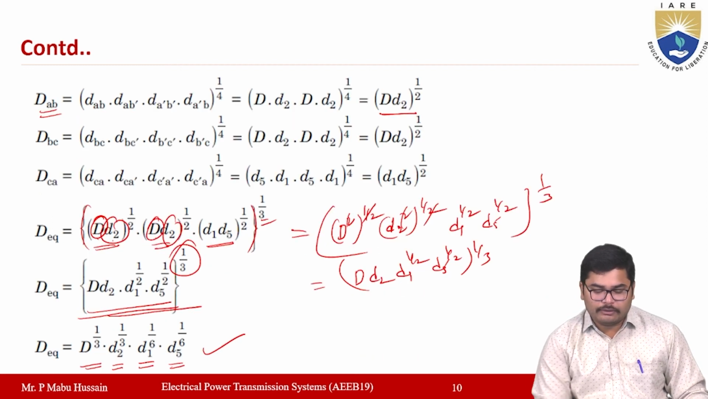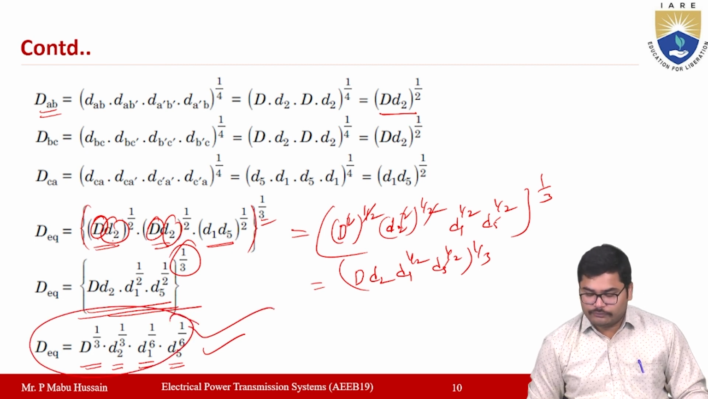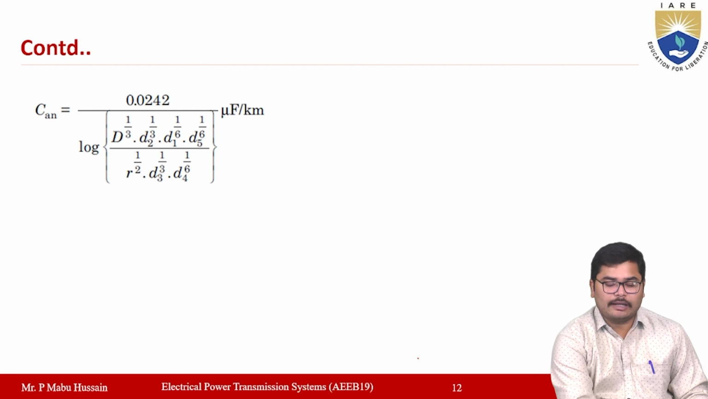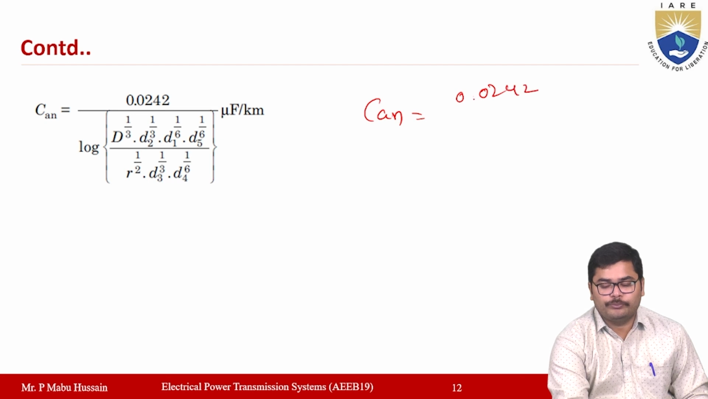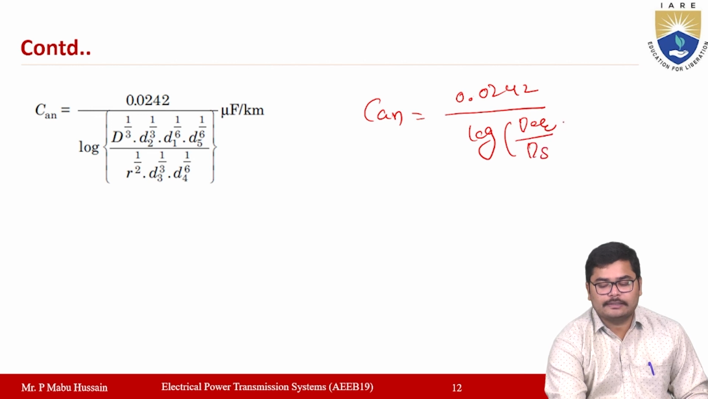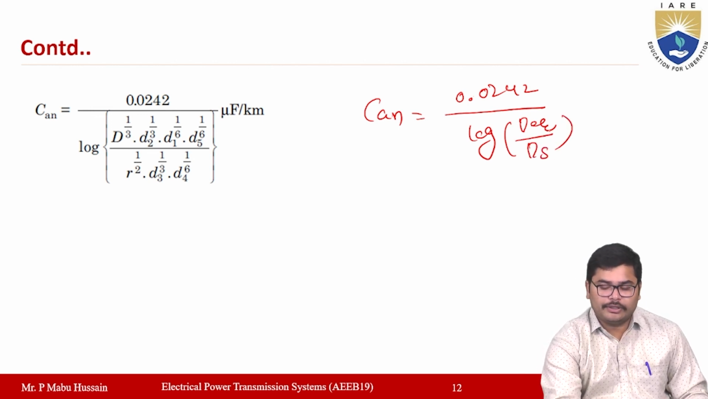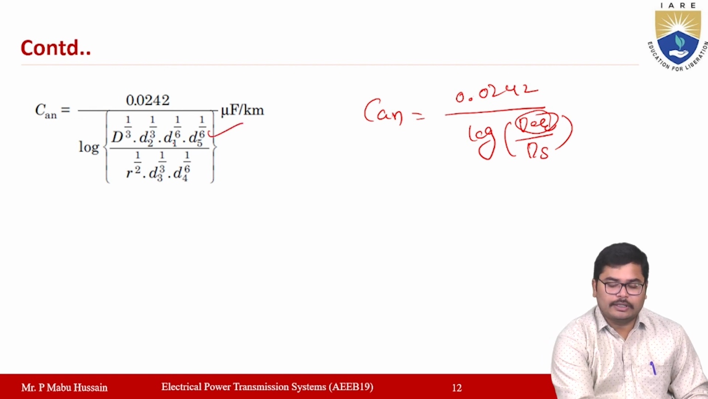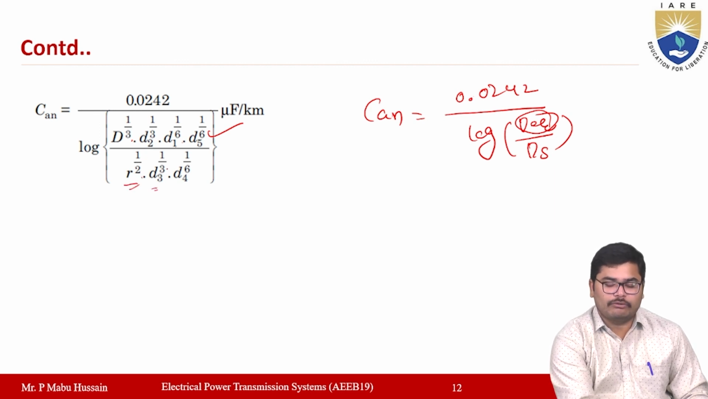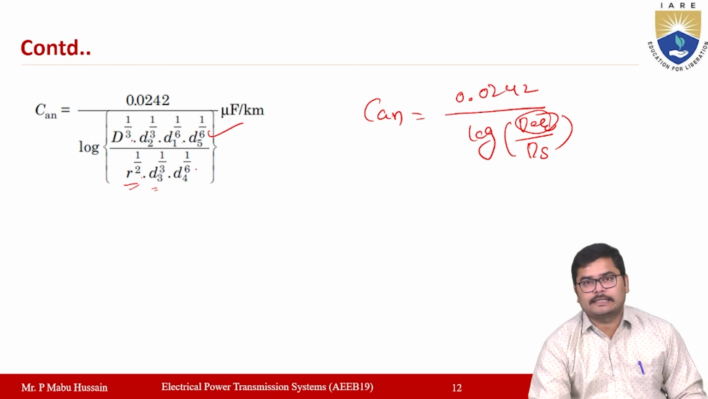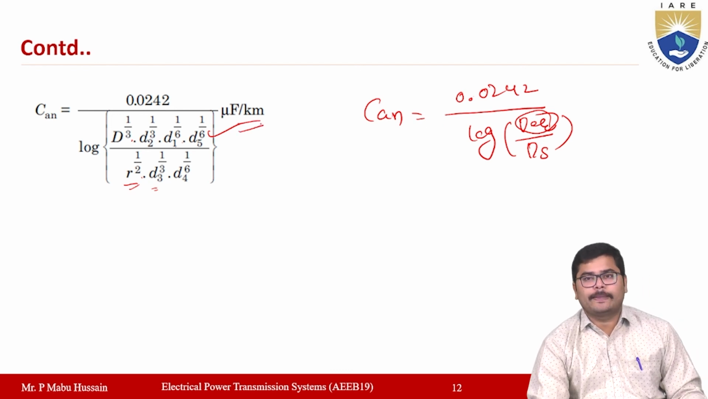Okay. So now you got the value of D equivalent, you got the value of DS. So then finally you can calculate the value of capacitance per phase. CAN is equal to 0.0242 by log D equivalent by DS. Okay. Here the value of D equivalent is this one, D12 whole to the power 1 by 3, D23 whole to the power 1 by 3, D1 whole to the power of 1 by 6, D5 whole to the power of 1 by 6. And the value of DS is R whole to the power of 1 by 2, D3 whole to the power of 1 by 3, D4 whole to the power of 1 by 6. So which is in microfarad per kilometer.